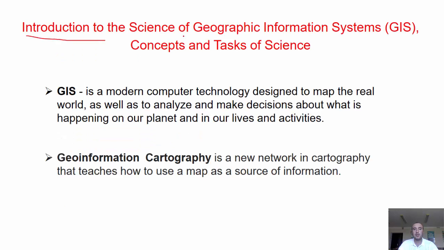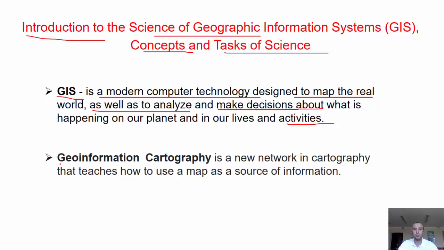Introduction to the science of geographic information systems and the concepts and tasks of the science. GIS, Geographic Information System, is a modern computer technology designed to map the real world as well as to analyze and make decisions about what is happening on our planet and in our lives and activities.